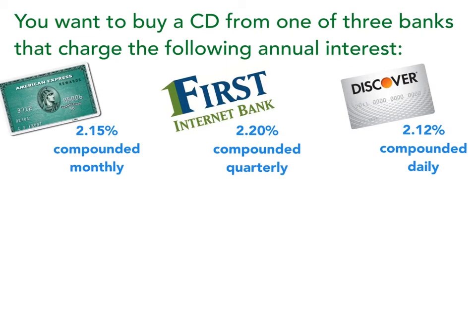So the best example of that is, let's say you want to buy a CD, which is a certificate of deposit, from one of 3 banks. Let's say you've got American Express, First Internet Bank, and Discover, and they want to charge you a certain annual interest. So American Express has 2.15% compounded monthly. First Internet Bank is 2.20% compounded quarterly, and Discover has 2.12% compounded daily. So I'm going to plug that into the equation that we saw on the last slide for each of these and see what percentages turn up.